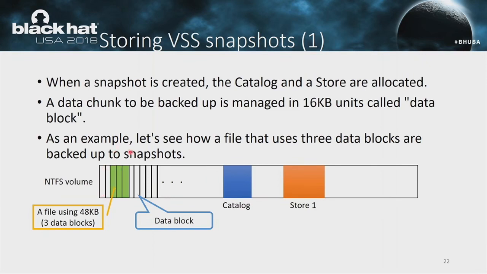Let's assume these are data blocks. And this file has 3 data blocks here. As an example, let's see how this file that uses 3 data blocks is backed up to snapshots.